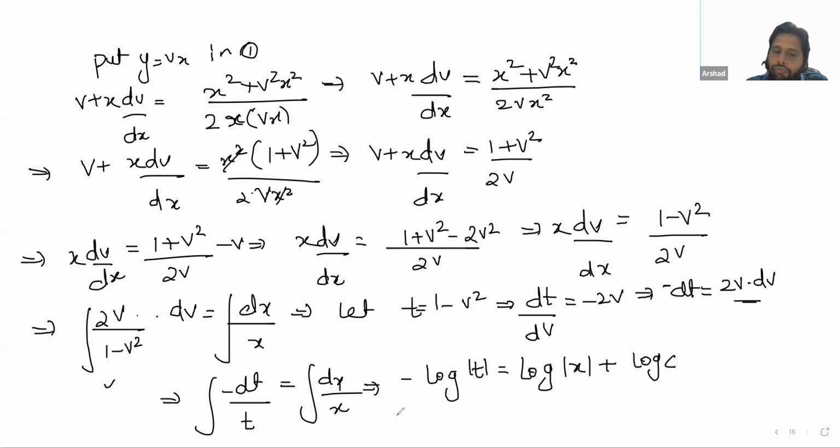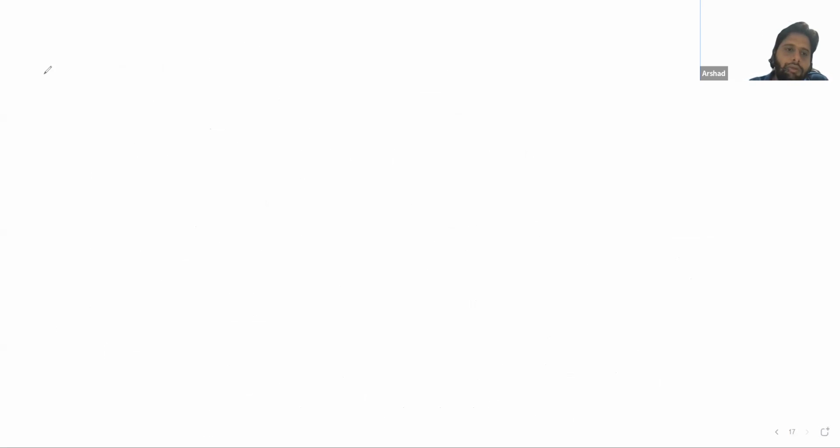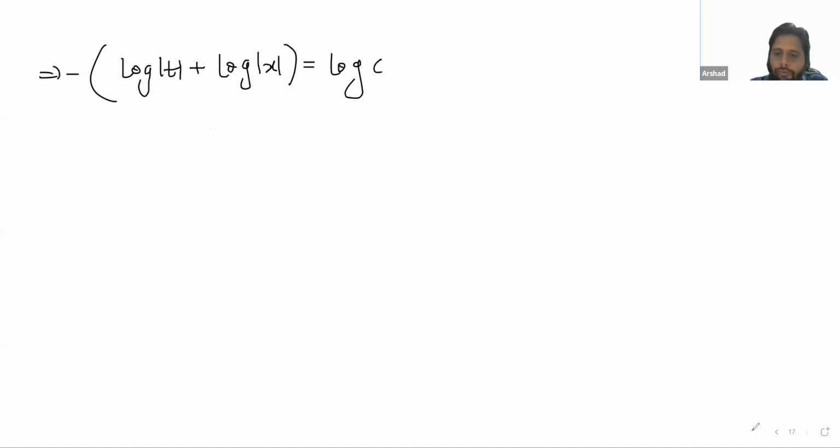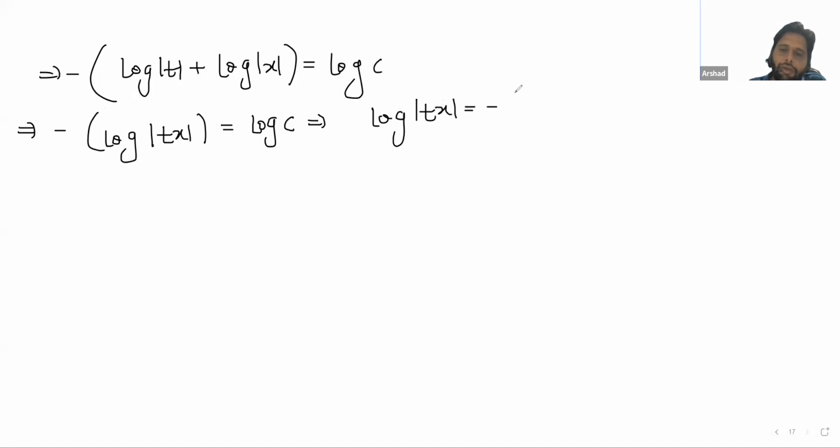And shift all the variable part to the left side. So here you will get minus log mod t minus log mod x is equal to log c. Okay. Now take out the negative common here. What you will get: take out negative common, log mod t plus log mod x is equal to log c. Okay. Now combine these two. What you will get? Log mod tx is equal to log c. And we have to do something about this negative. So I'm shifting this to the right side. Log mod tx is equal to minus log c.